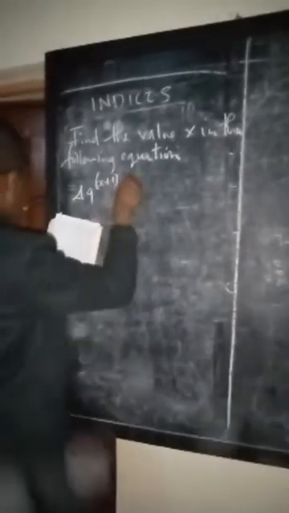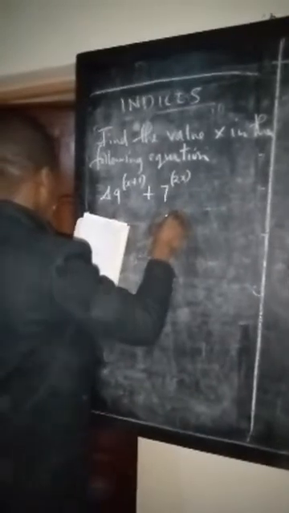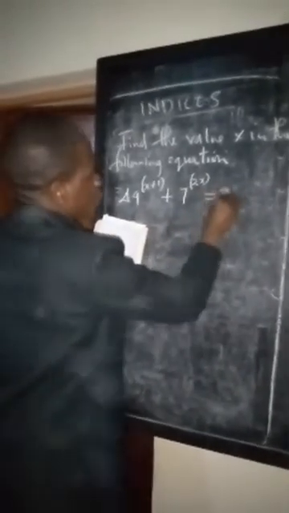of x. Find the value of x in the following equation, and the equation is 49 raised to power x plus 1 plus 7 raised to power 2x. This one is equal to 350.